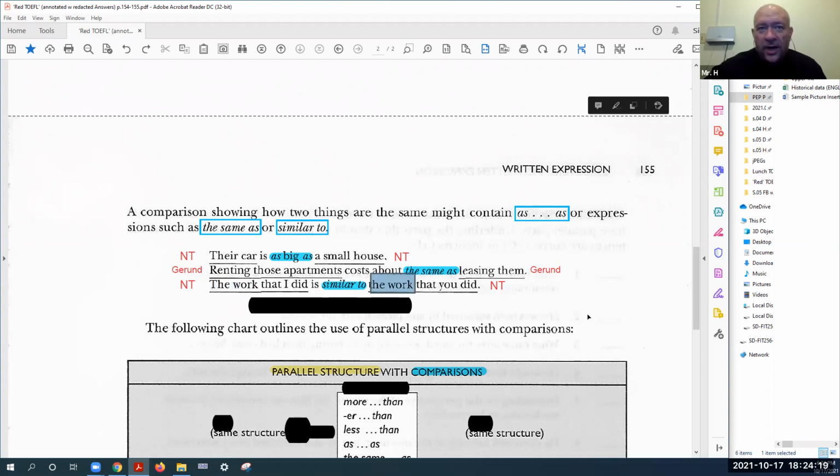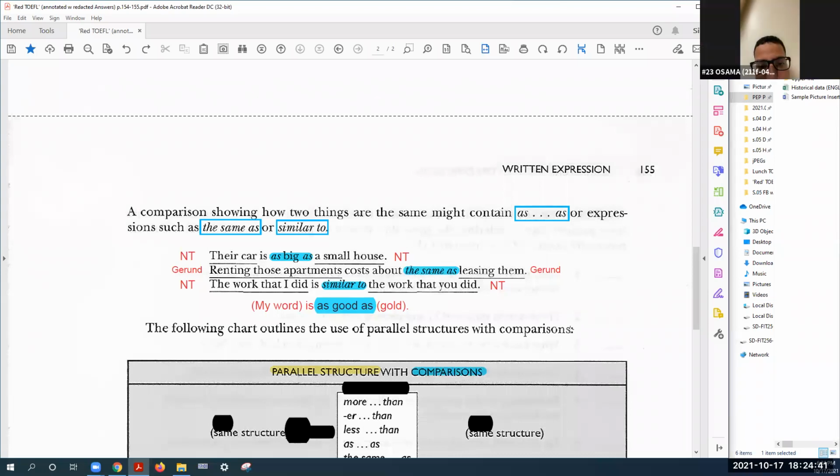Yes. Okay. All right. So now I'm going to give you one more example here. And this is actually something that you might hear in English. People sometimes say this. Okay. Can you read that? Section 4, Osama. My word is as good as gold. Yeah. This is like an idiom. Can you guess the meaning?